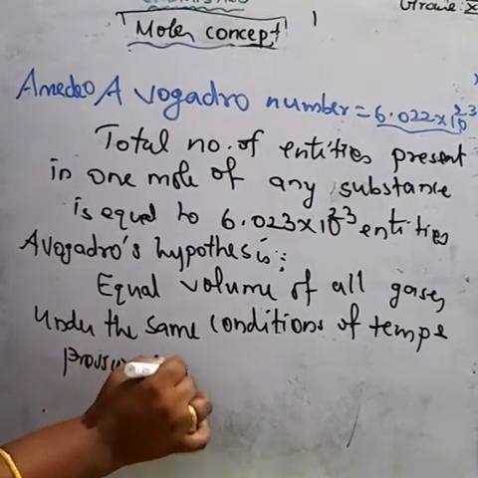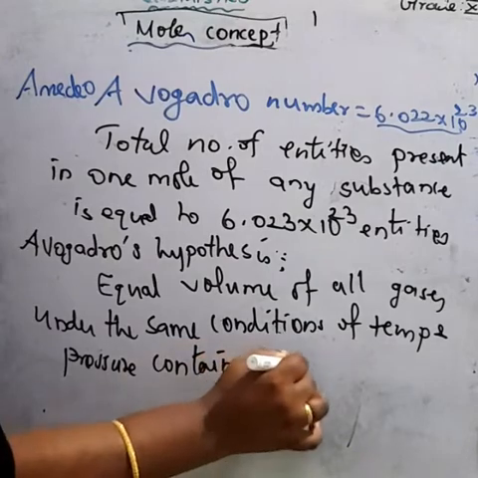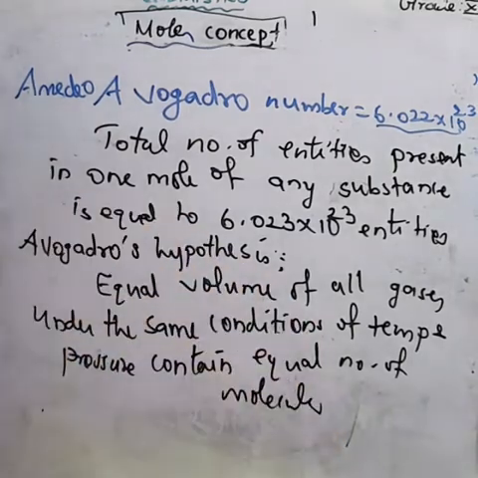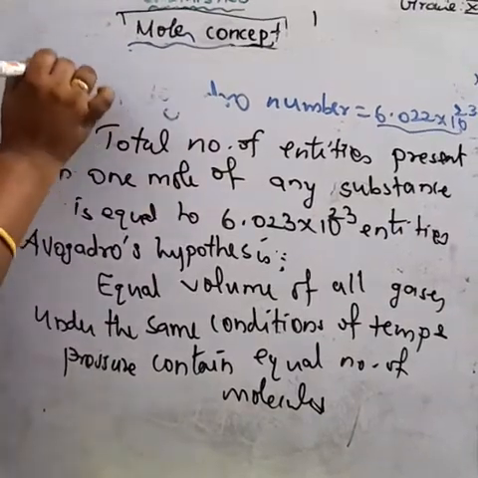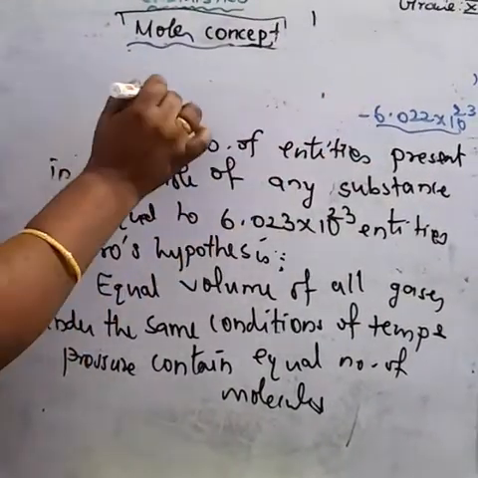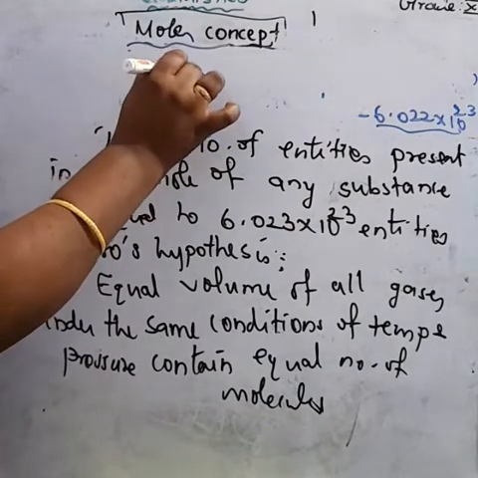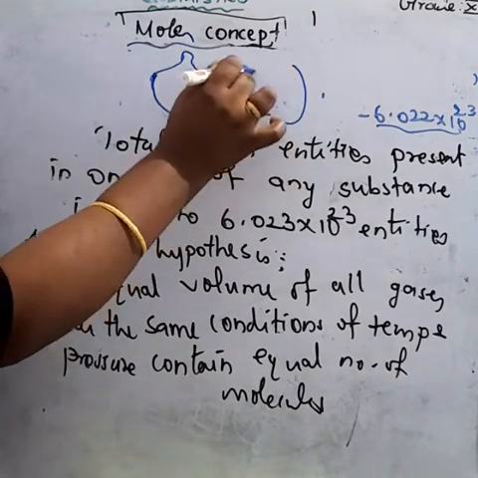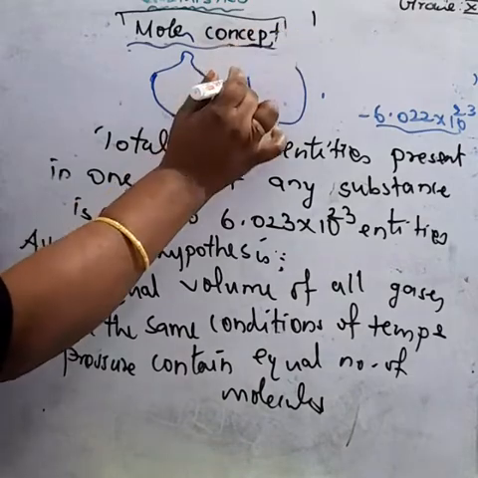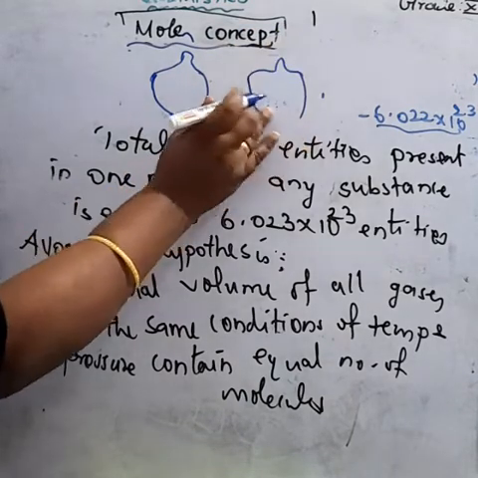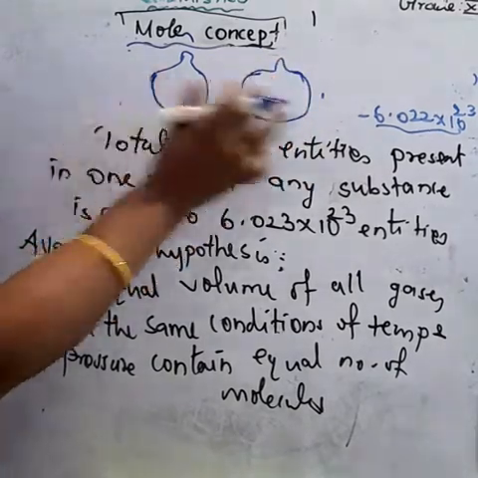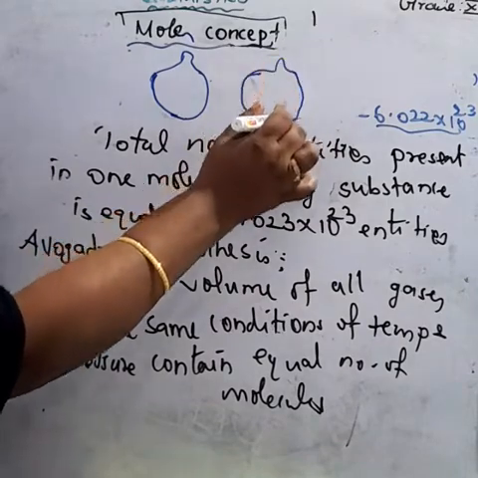For example, I am taking 2 balloons with gases. One is a red balloon, filled with oxygen gas. The other is a blue balloon, filled with nitrogen gas. These are 2 different gases, but the size of the balloon is the same. Size means the volume. The volume of the balloons is the same, but the gases are different.